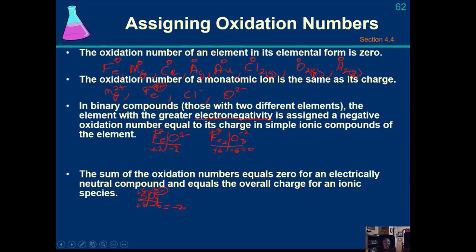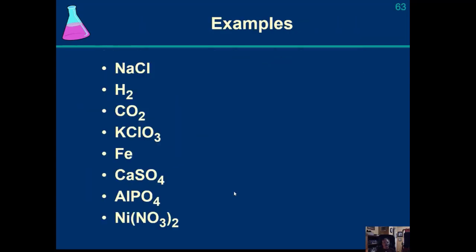So that's what we mean when we say the sum of the oxidation numbers equals 0 for an electrically neutral compound and equals the overall charge for an ionic species. Sulfate is ionic. That means it has a charge on it. So here are some examples. I'm going to go ahead and work each of these for you. So this is sodium chloride.